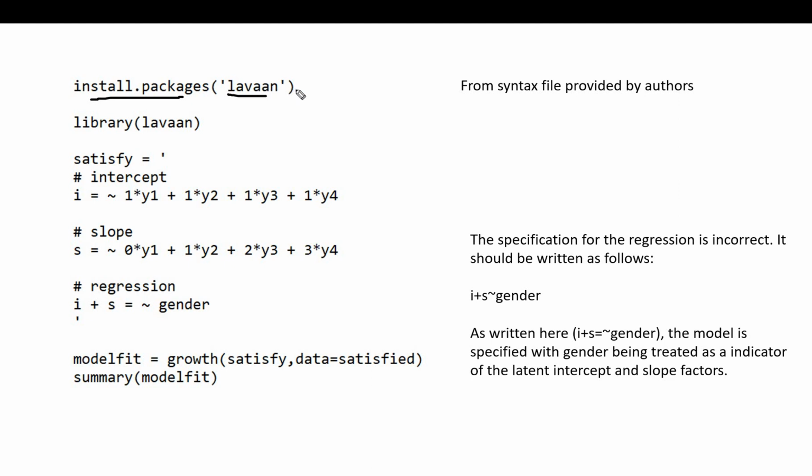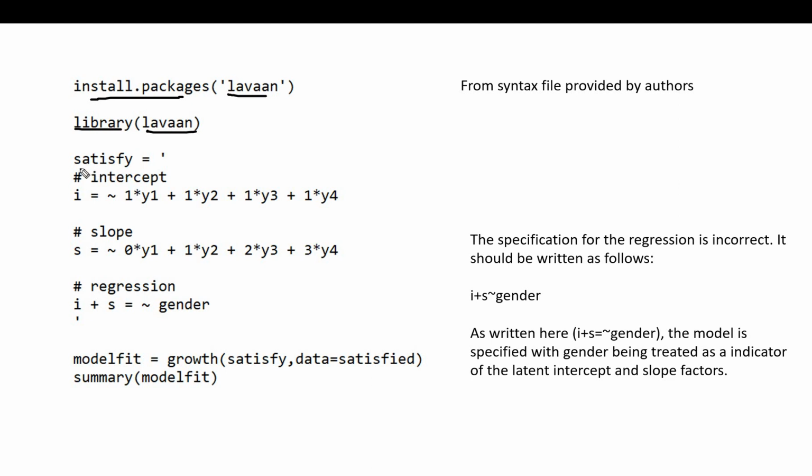So once you've installed the package, you will need to call it up to use it. Just because you have a package installed doesn't mean it's ready to use. So we're going to use the library function to call up the Latent package and then run the analysis.